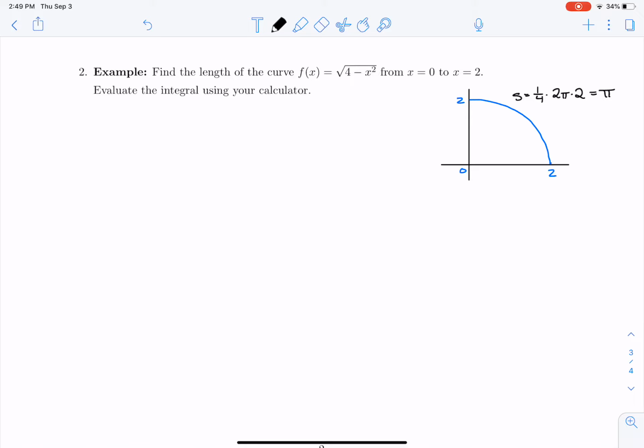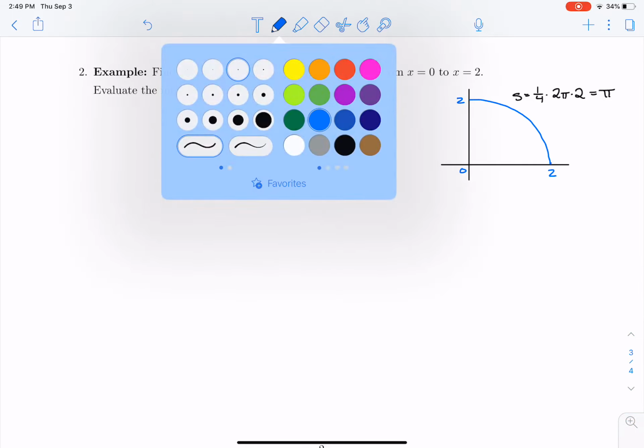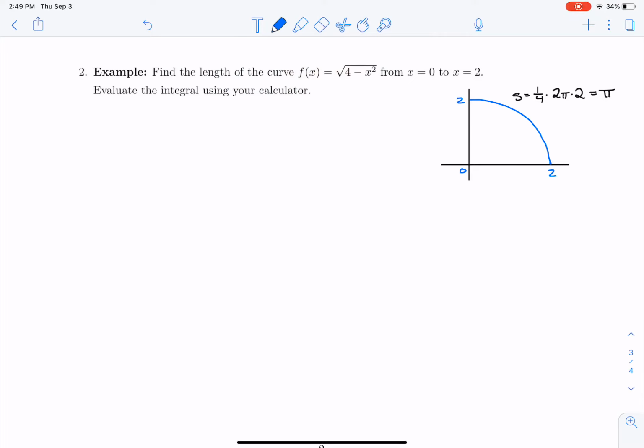Okay, but what I would like to do is to use our technique to show that this is going to be pi. So the first thing I'm going to want to do is, for my function, which is the square root, it's going to be 4 minus x squared to the 1/2 power. I want to take the derivative.